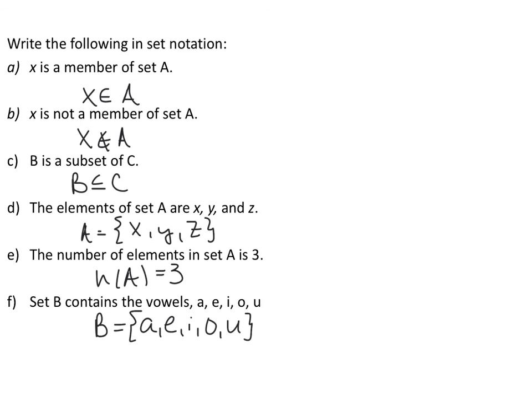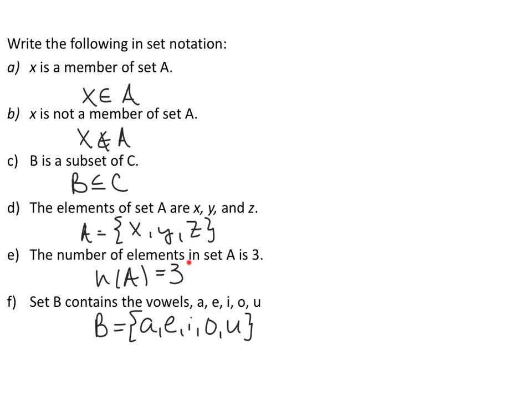So this is all the notation that we've had for these two sections. This is saying that X is included in the set A, or is a member of. This is saying X is not included in the set A, so with the cross through it. This notation that looks kind of like a less than or equal to is our subset notation. So B is a subset of C. The elements of the set A are X, Y, and Z, so A is equal to, in set notation with the curly brackets, X, Y, Z.